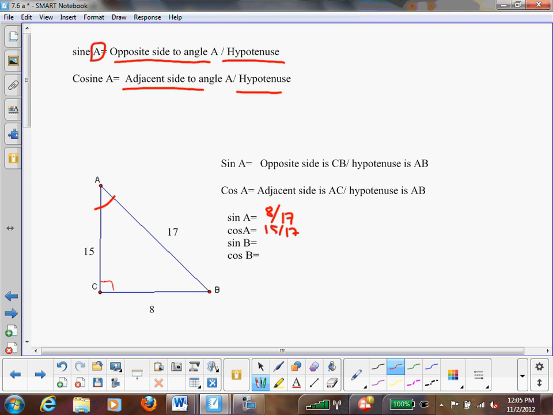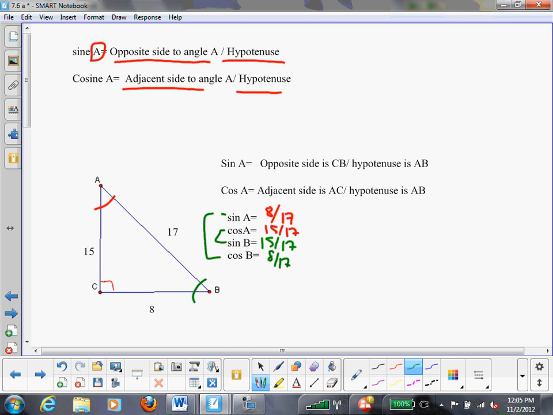All right, what about B? If B is the angle that I'm comparing, how would I write the sine of angle B? 15 over 17. So the sine of B is the same thing as the cosine of A. We only got three sides, so somehow we have to do some repeating, correct? All right, what is the cosine of B? 8 over 17. And so that's the same thing as the sine of A.